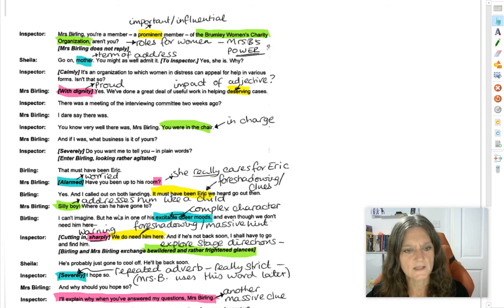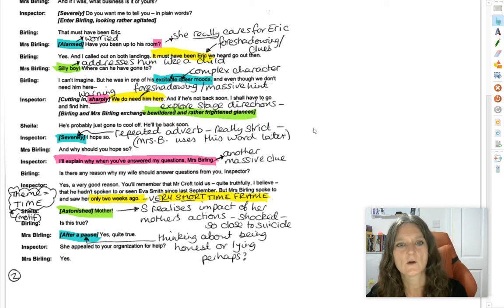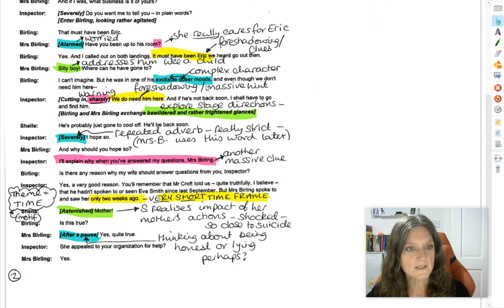Birling talks about Eric and says he was in one of his "excitable, queer moods." And that makes me think that Eric is quite a complex character. He doesn't just follow the family. He doesn't just go along with what mother and father tell him to do. He is his own man, but that seems to have manifested itself in him drinking too much. The inspector cuts in sharply, and cutting in sharply is like a warning, and he goes on to say, "We do need him here." So again, he's given both the audience and Mr. and Mrs. Birling a massive hint as to what's going to be revealed a little bit later on.